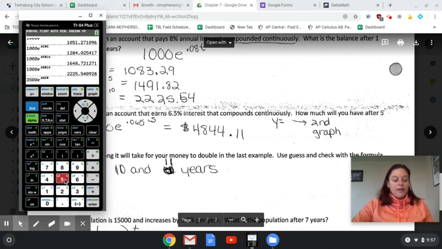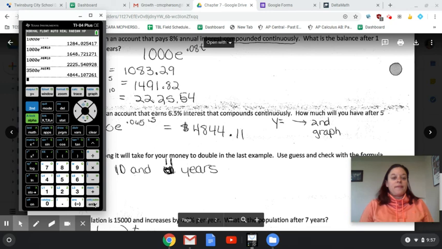So we're going to hit times 5. So after 5 years, we're at $4,844. Again, you can round to the nearest dollar if you'd like. And then it wanted to know how long is it going to take for my money to triple?